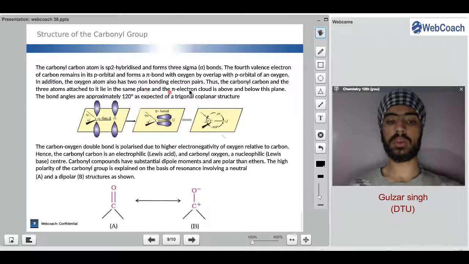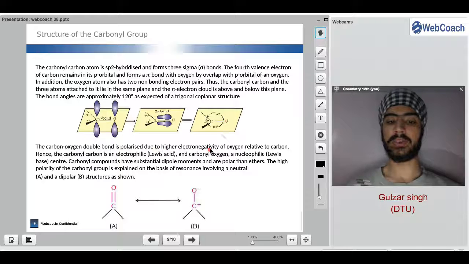In addition, the oxygen atom also has two non-bonding electron pairs. Thus, the carbonyl carbon and the three atoms attached to it lie in the same plane, and the pi electron cloud is above and below this plane. The bond angles are approximately 120 degrees, as expected of a trigonal coplanar structure. So this is how they are bonded, the pi bonds, double bonds.